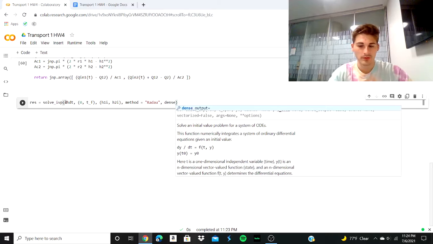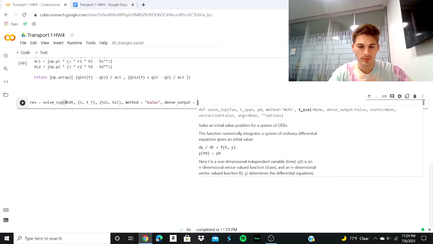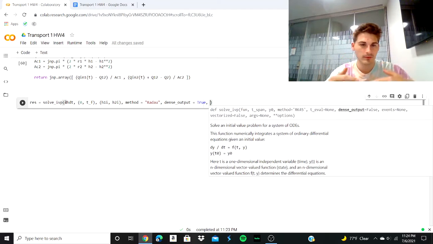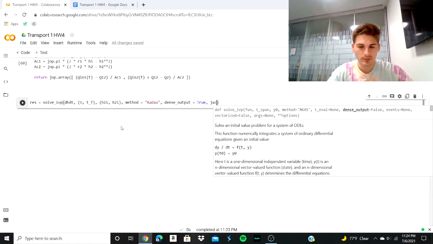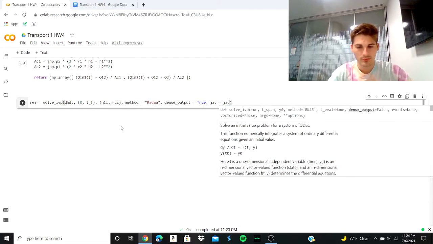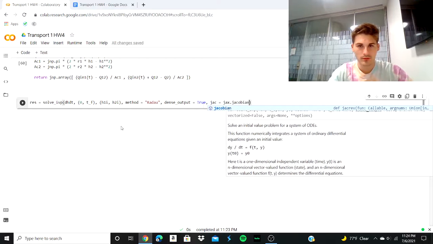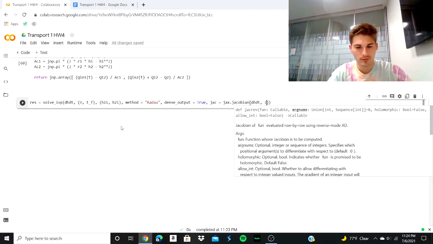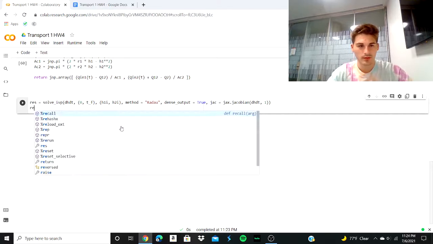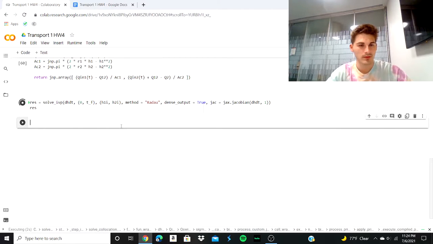And then we'll use a dense output just so we can really get a glimpse of what's going on through the solving of our function of this dH dt across this time interval. And then we also want a Jacobian for dH dt, and we'll display the result.